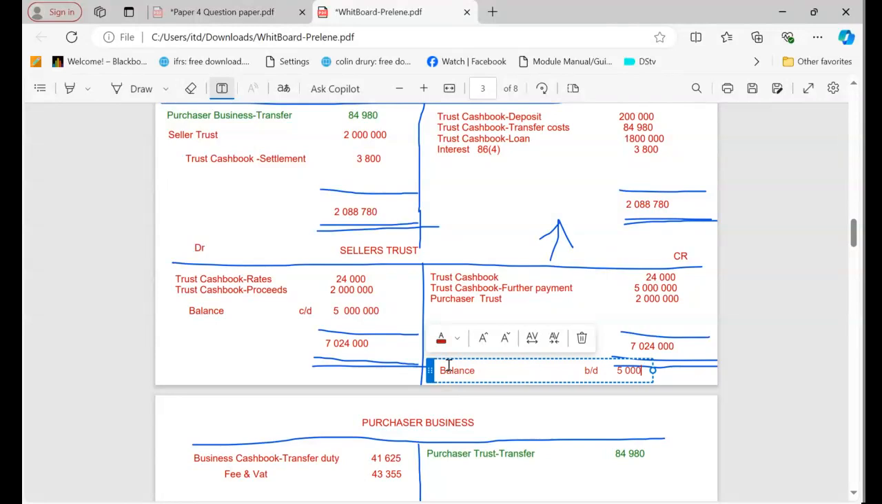5 million. So usually when we do these books, we don't usually have a balance carried and balance brought down. We have this because of the special instruction that was given to us. They only wanted 2 million. Can you see now? So if there was no instruction, we were not supposed to have balance brought down because the whole amount will be paid out of trust cash book.